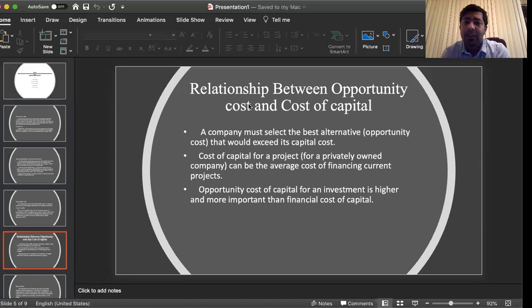Next, the relation between those two points is that a company must select the best alternative, which is the opportunity cost, that would exceed its capital cost. Cost of capital in a project, mostly in a privately owned company, can be the average cost of financing current projects. Opportunity cost of capital for investment is higher and more important than the financial cost of capital.